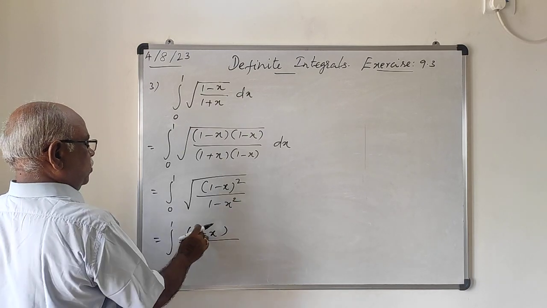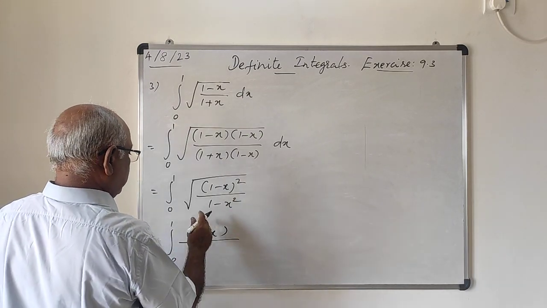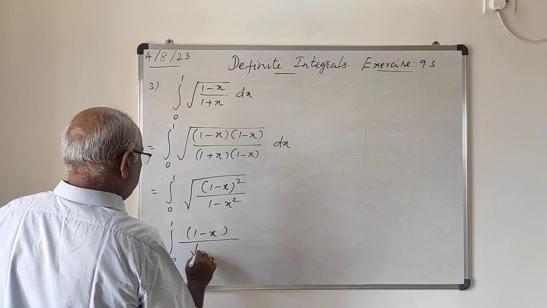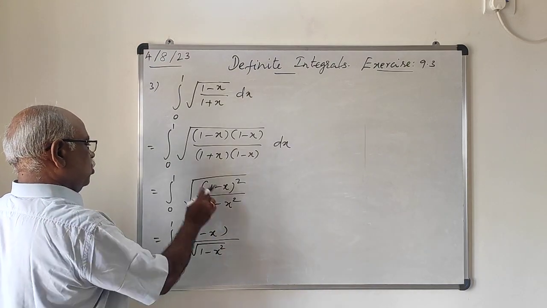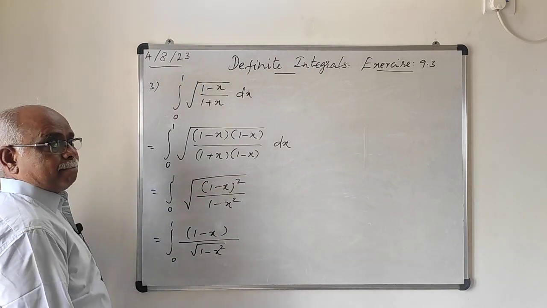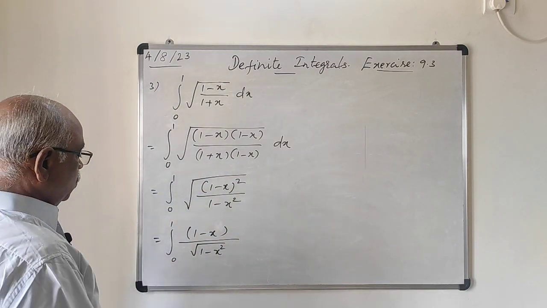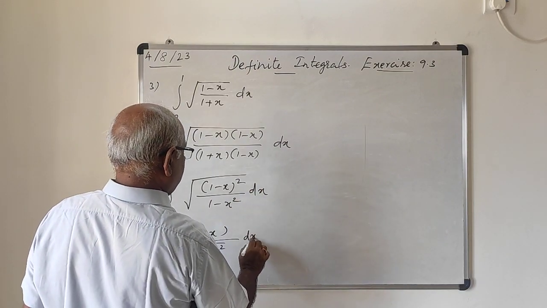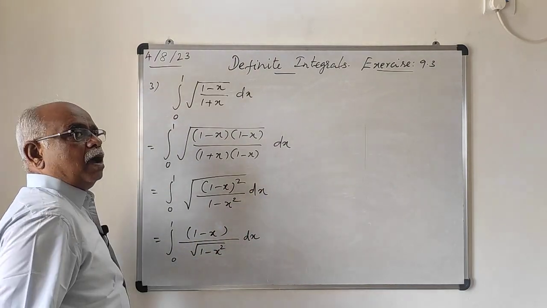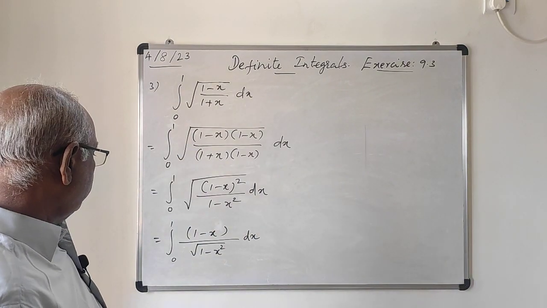The square and square root vanish, and you will get just 1 minus x in the numerator and root of 1 minus x in the denominator. The numerator root is vanished by the square. Now you split this integral into two integrals. Integration is simple, as dx always.